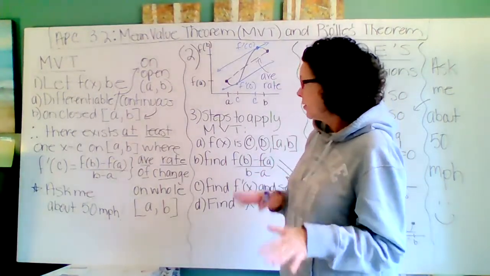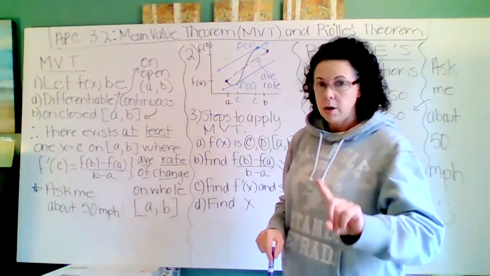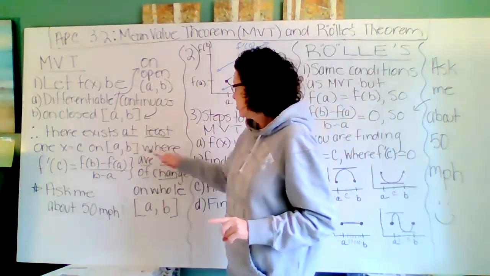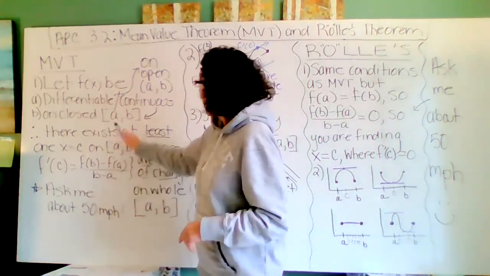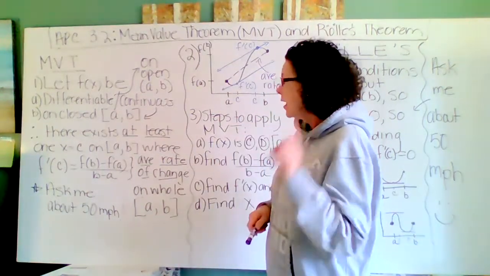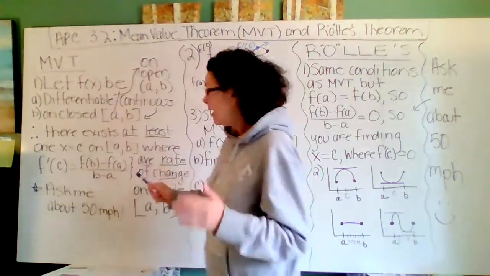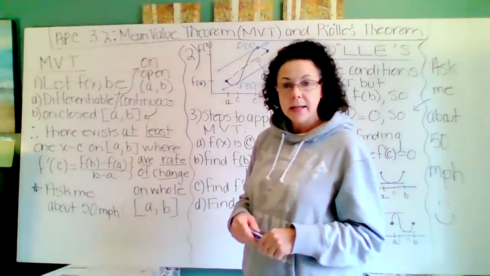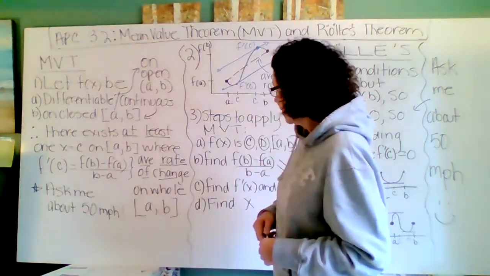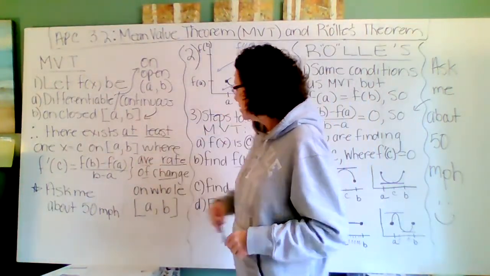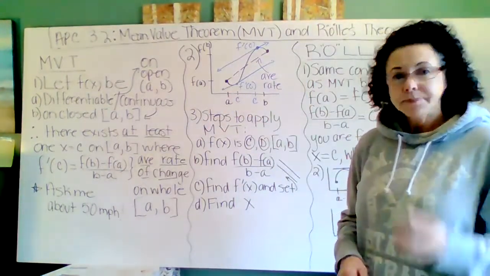But if a function is differentiable and continuous on a closed interval, there exists at least one x value on the closed interval where, if you found the average rate of change on that interval A to B, somewhere there is a derivative at some x value C in AB that has the same value as the average rate of change of the function. Okay, so again, we have the average rate of change. You can see this as a slope formula. Okay, let's look at a picture of that.